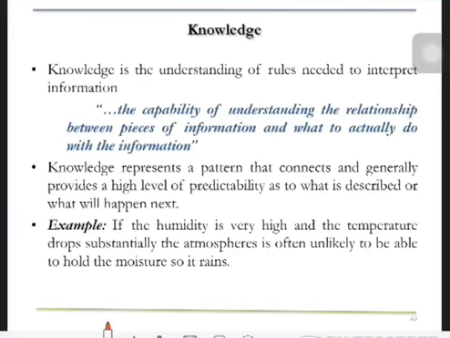Then we have knowledge, and the knowledge is the understanding of rules needed to interpret information. So a collection of information after some time becomes knowledge. We can say that. So knowledge is the understanding of rules needed to interpret information.